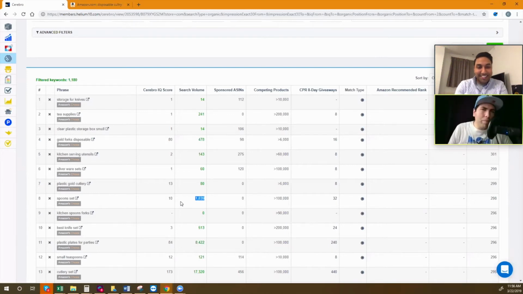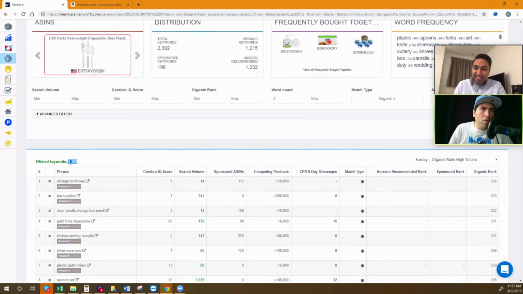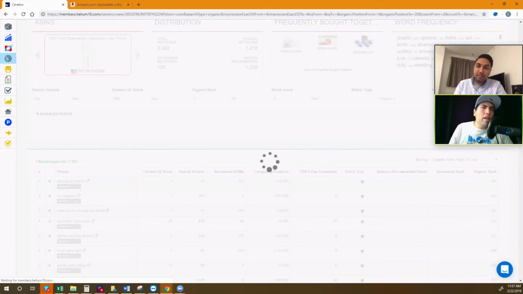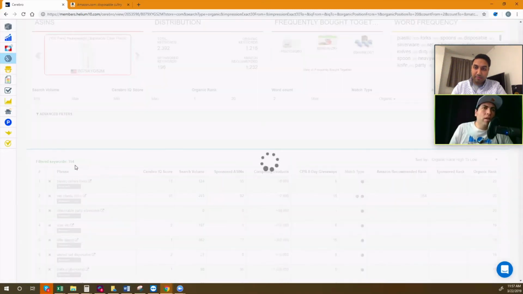Only the most patient people in the world would ever even find this product on page 20. So the first filter I'm going to do, as you can see, I've already filtered it down to 1,180, is I want to see the ones where they are ranking on the first page. All right? Because for 90% of the people, they don't even search past the first page. So now I have 394 keywords that have come up.